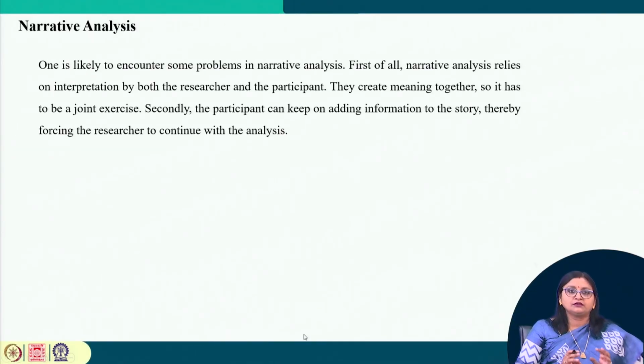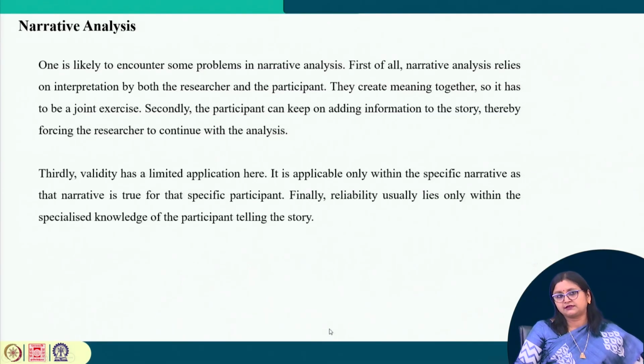So, one is likely to encounter some problems in narrative analysis. First of all, narrative analysis relies on interpretation by both the researcher and the participants. They create meaning together, so it has to be a joint exercise. Secondly, the participant can keep on adding information to the story, thereby forcing the researchers to continue with the analysis.